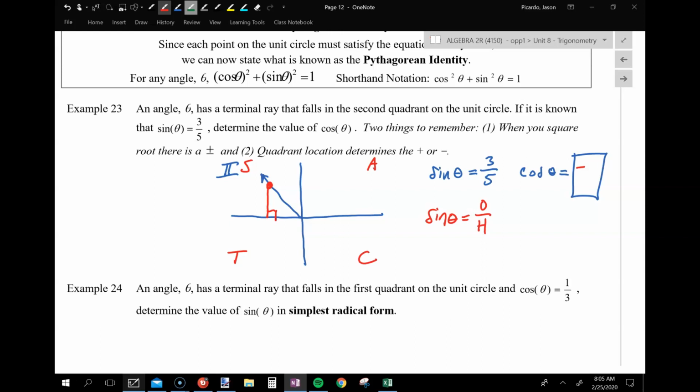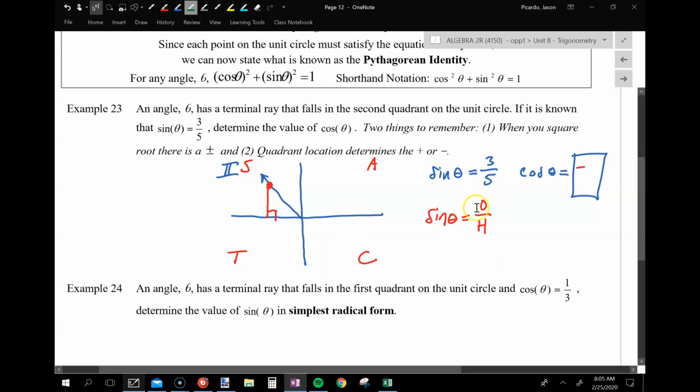Could I draw a picture that has an opposite side that is 3 units long? Well, here's my angle, right? So if I go opposite, this is 3, right? The hypotenuse is how long? 5 long. Everybody cool so far?